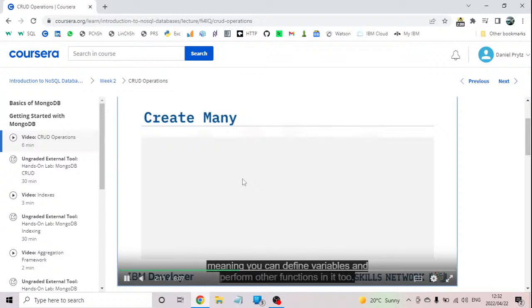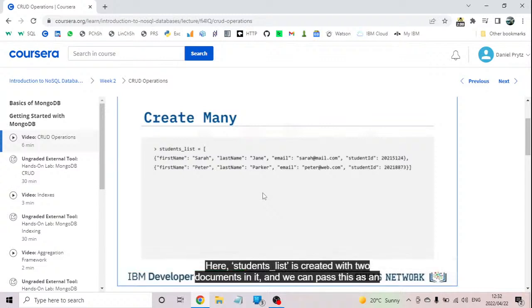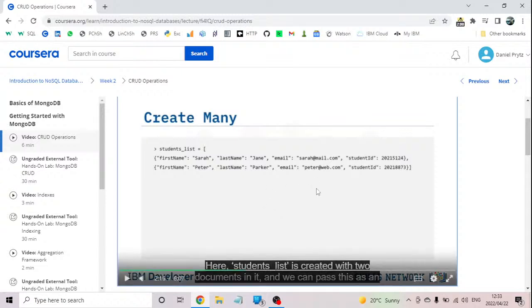Meaning you can define variables and perform other functions in it too. So insertMany: studentsList equals, passing 2 documents in it, and of course we know that JavaScript has arrays. But anyway.